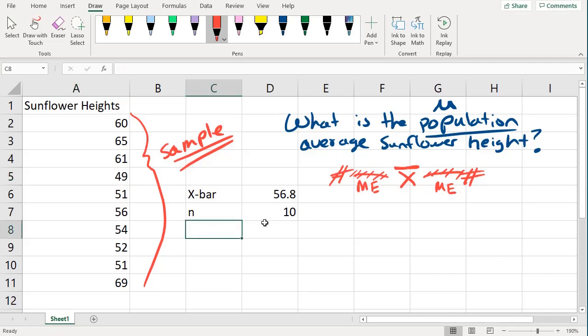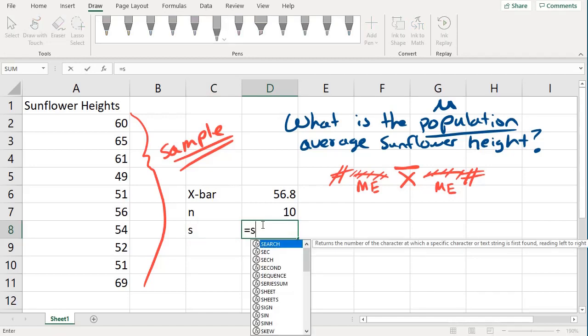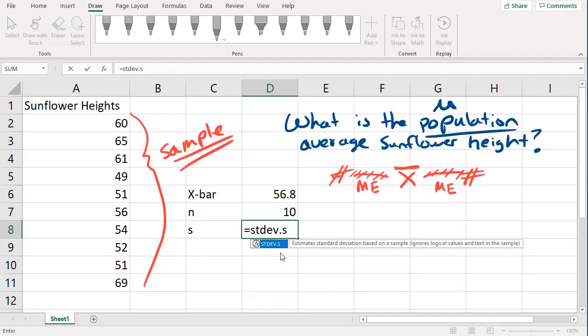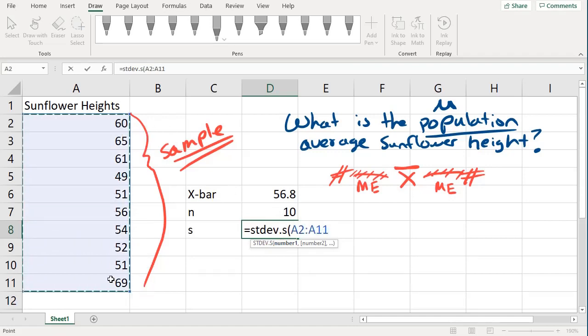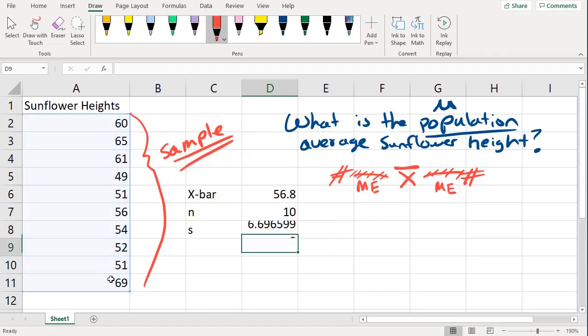Okay. Another thing I'm going to need to know is S. All right. S is our sample standard deviation. So STDEV, and then there's .P and there's .S. Make sure you press .S for sample. Otherwise, it's going to calculate the population standard deviation. I don't want the population standard deviation. I want the sample standard deviation. So I do .S. Okay? Highlight all of your data, close parentheses, and press enter. And there's my sample standard deviation.